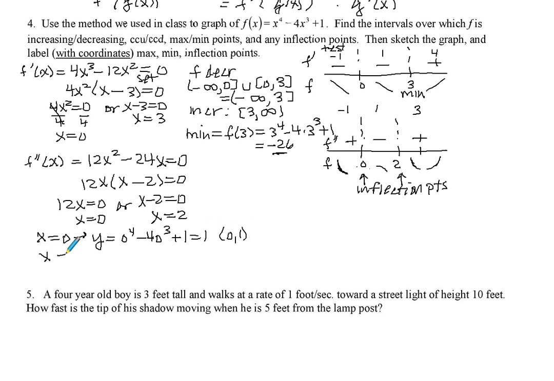And then if x equals 2, we plug that in. Y is 2 to the 4th minus 4 times 2 cubed, and then plus 1. So 16 minus 4 times 8, 32. So it's -16 plus 1, -15. So that's the point 2, -15.